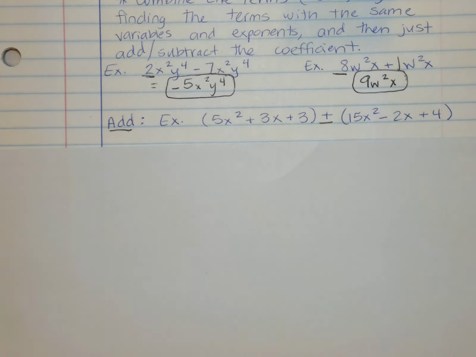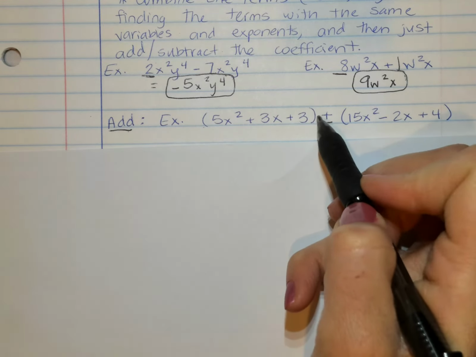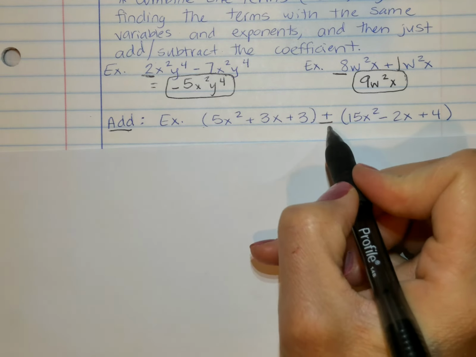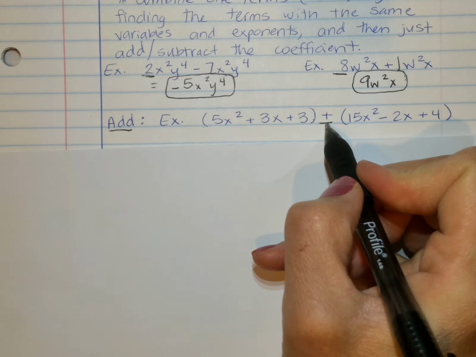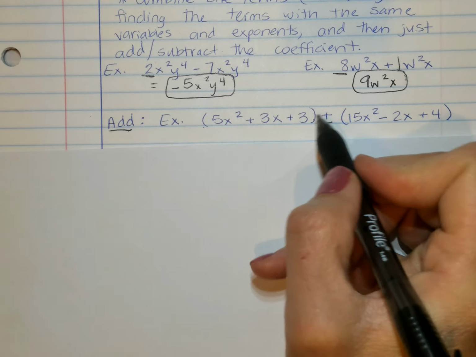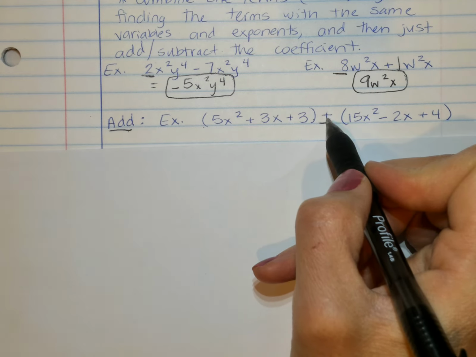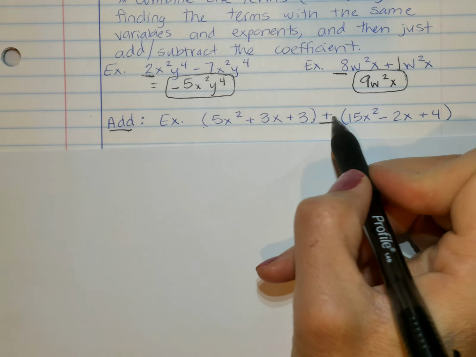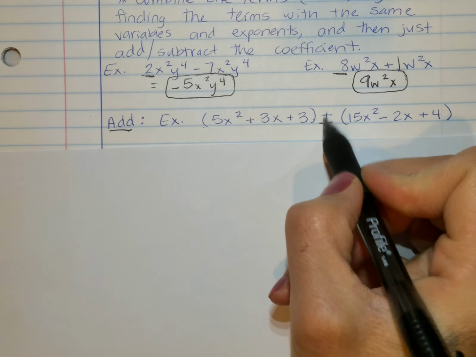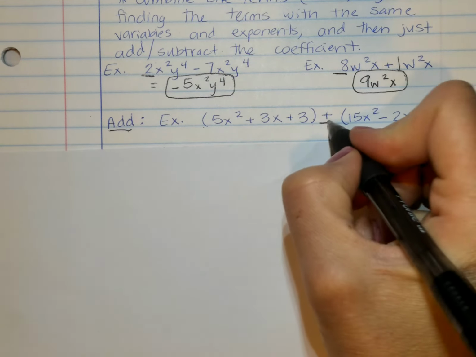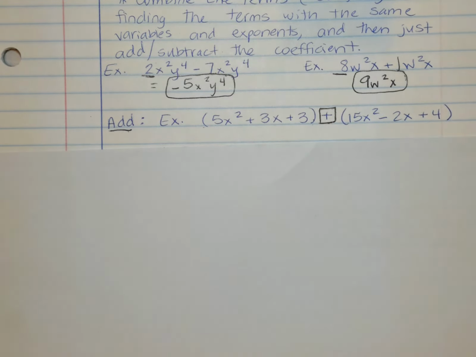Okay, so you'll have problems where you have polynomials with parentheses around them. You have to look at what's in the middle. If it's a plus sign, you add. If it's a minus sign, you're subtracting. Sometimes you do actually multiply. We'll get into that later in this chapter. If it's multiplication, there's no sign in the middle. It would just be parentheses and then parentheses. So this is addition because it has a plus sign in the middle.